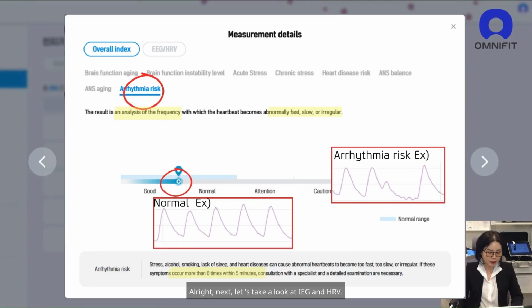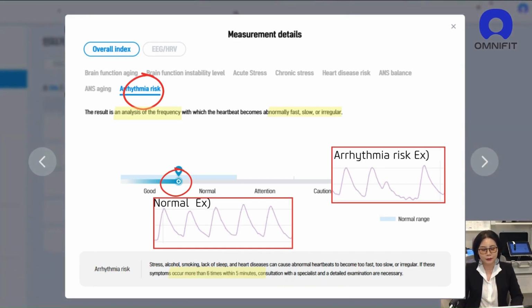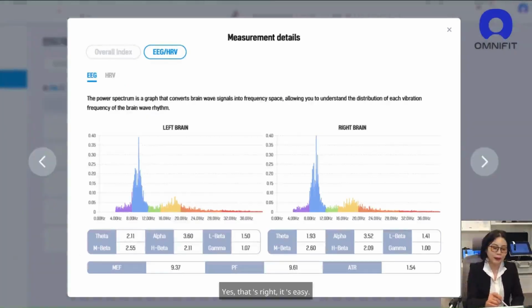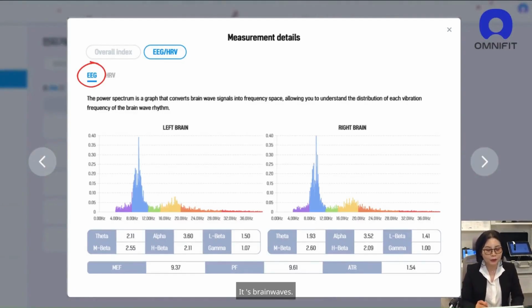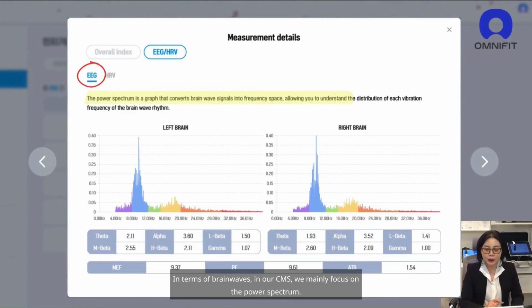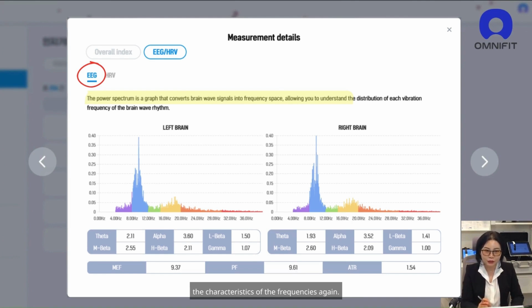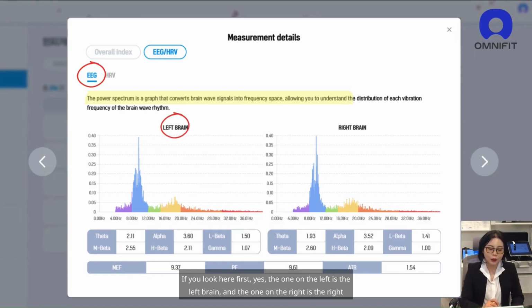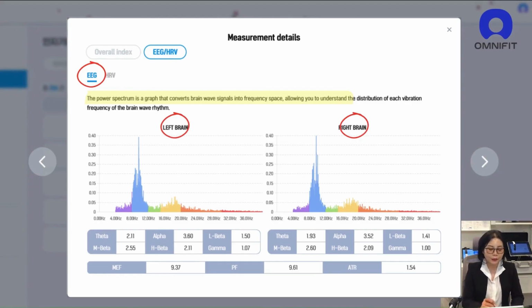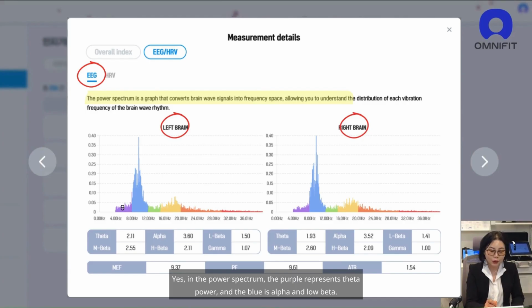All right, next, let's take a look at IEG and HRV. It's brainwaves. In terms of brainwaves, in our CMS, we mainly focus on the power spectrum. I'll explain these indicators in more detail in the next detailed results section, and I'll also go over the characteristics of the frequencies again. If you look here first, the one on the left is the left brain, and the one on the right is the right brain. In the power spectrum, the purple represents theta power, and the blue is alpha and low beta.